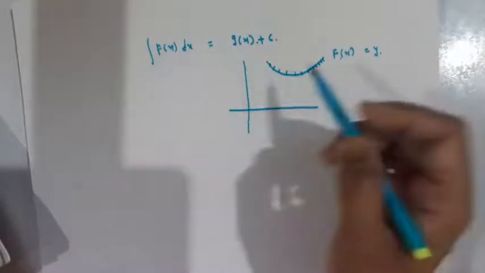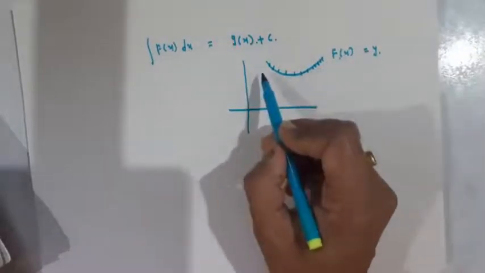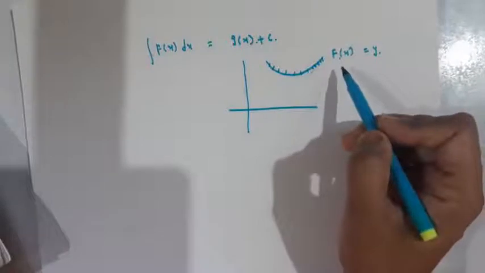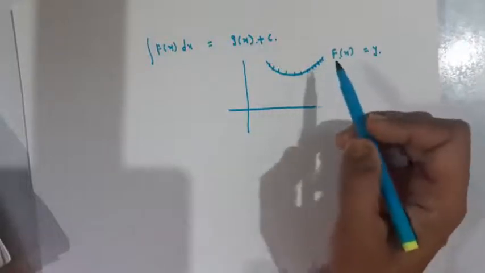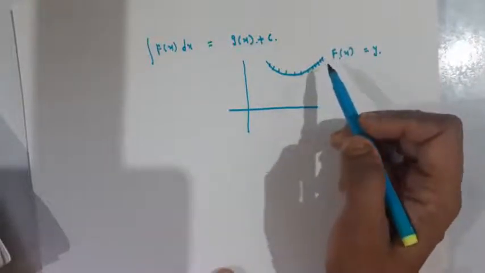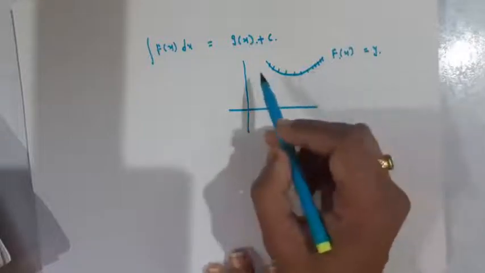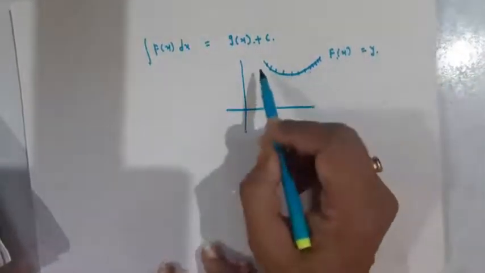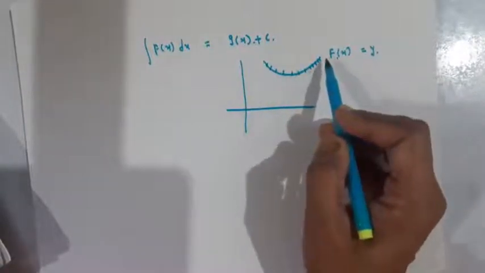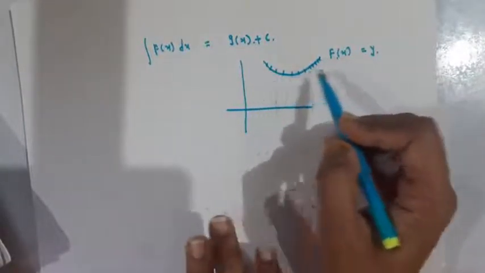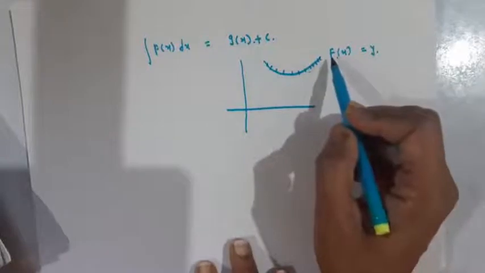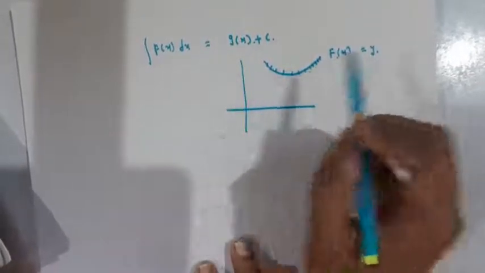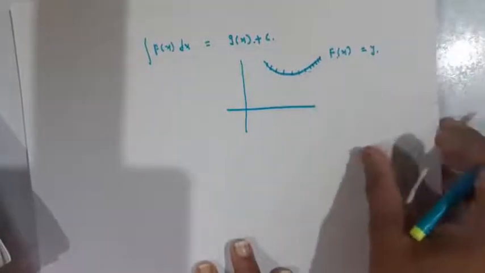Indefinite integration means we don't know from which point we have to start and on which point we have to end, and that's why it is indefinite integration. We don't know on which points the actual sum is done. We only have to do the sum on that curve, but from which point to which point, we don't know.